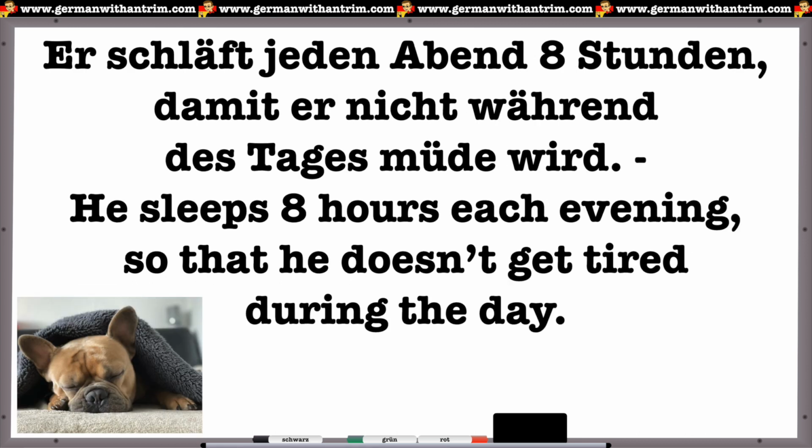Er schläft jeden Abend 8 Stunden, damit nicht während des Tages müde wird. He sleeps 8 hours each evening so that he doesn't get tired during the day.